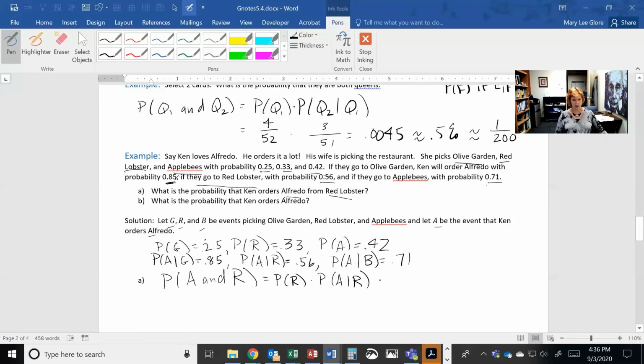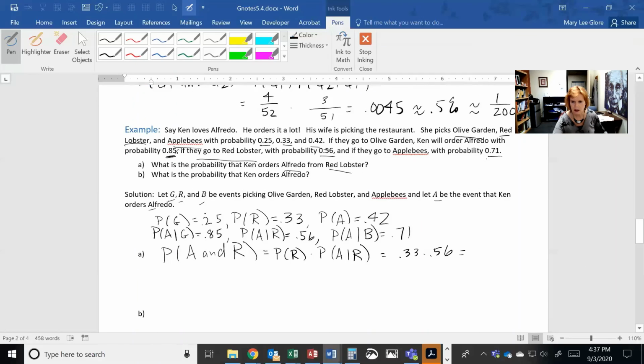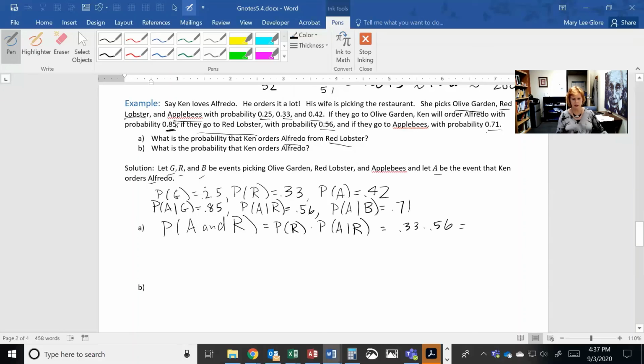So this is equal to 0.33. So it's about a third of a chance that they're going to go to Red Lobster. And given they go to Red Lobster, there's a 56% chance he'll order Alfredo. And then together, these two together, ends up being 0.185.